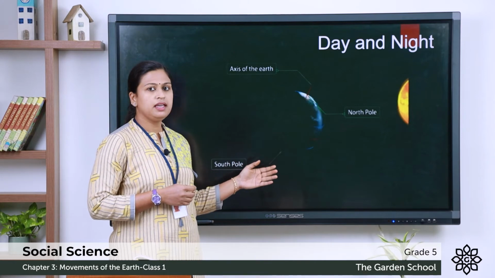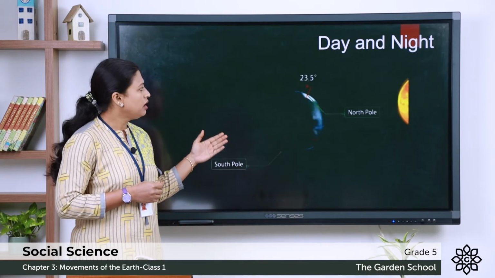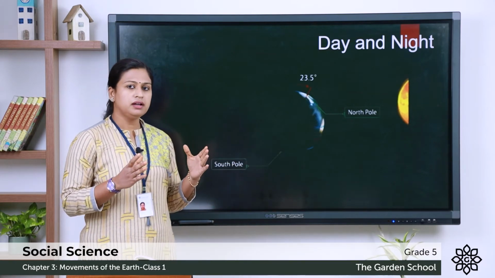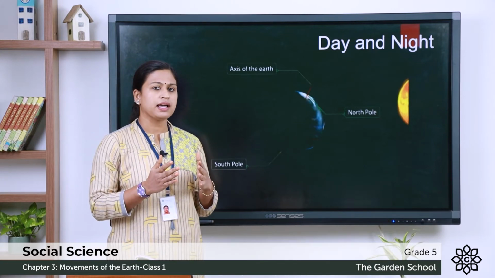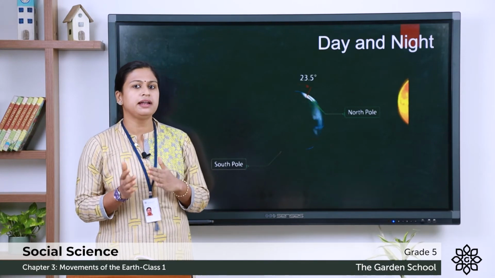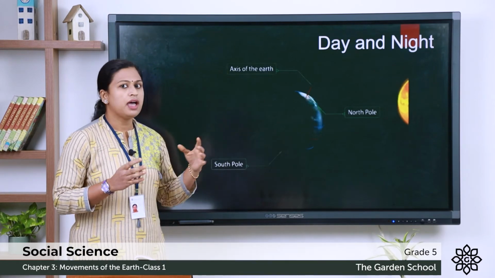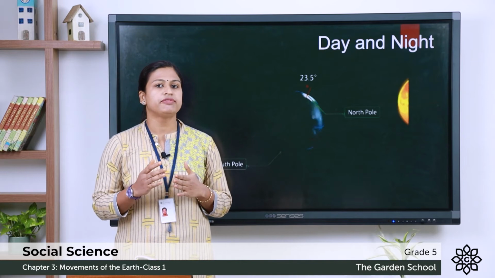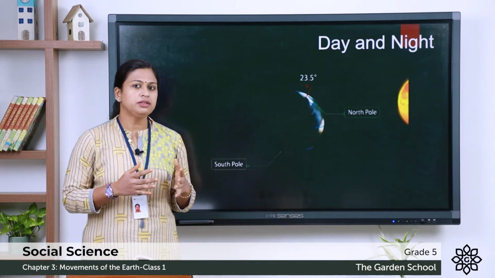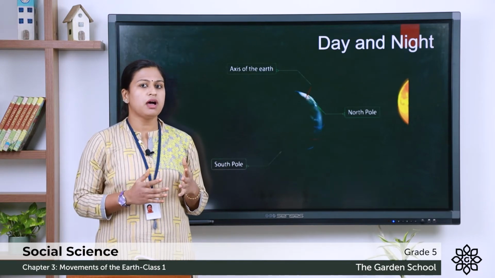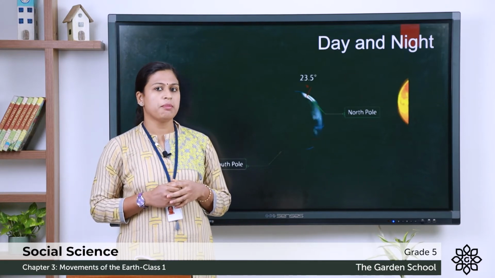Here you can see the sun and earth. You can see that the earth rotates on its own axis with a slightly slanted position. You can see the tilted axis at an angle of 23.5 degrees. Earth rotates at a speed of about 1600 kilometers per hour.